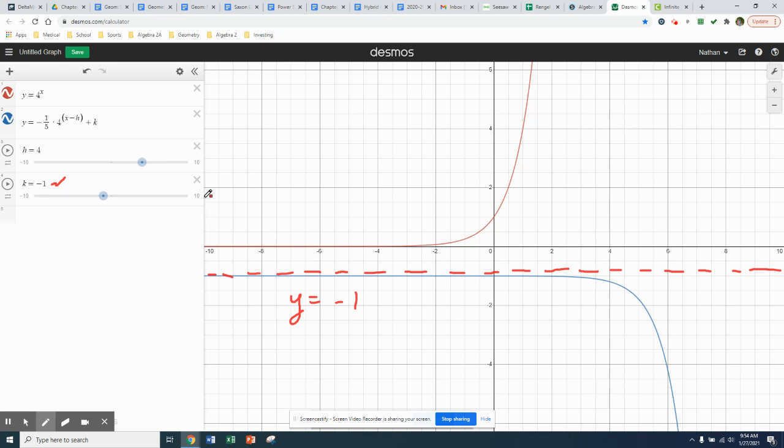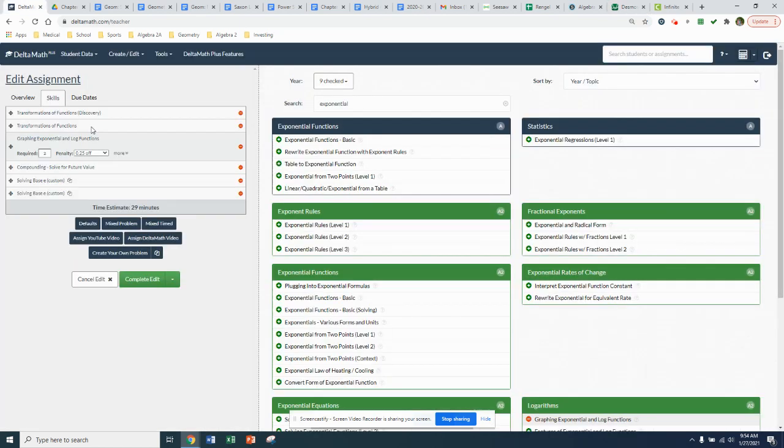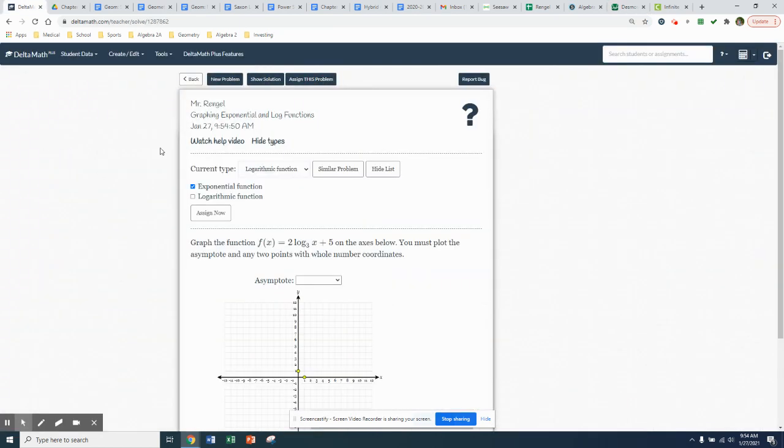So that's going to be a new word. If you've looked at the notes, you heard that word. But if you haven't seen it, that's a new word that we're going to start introducing called an asymptote. So if we head to Delta Math, I just want to show you an example of those 2 new problems I added.